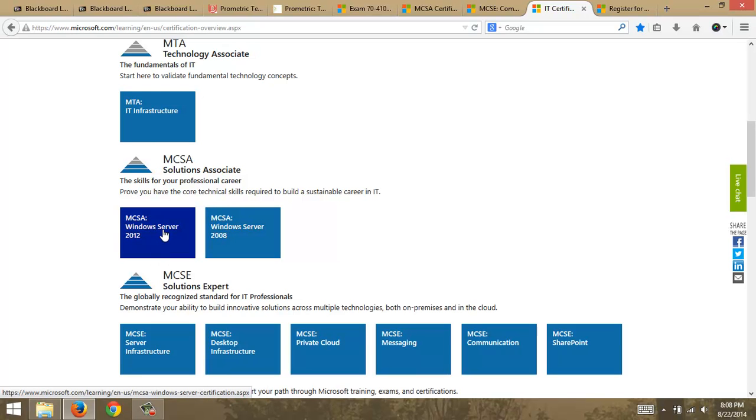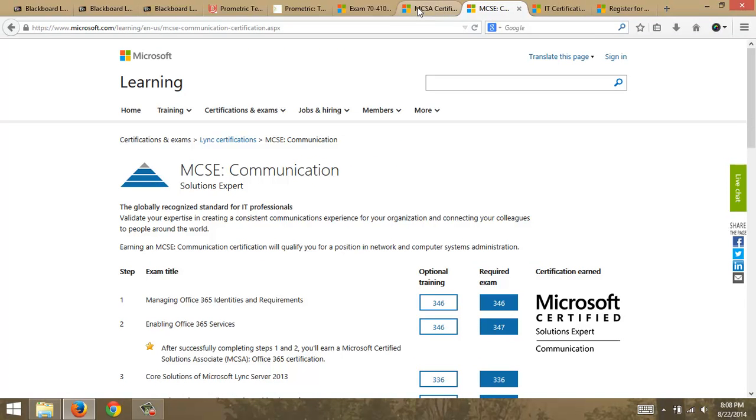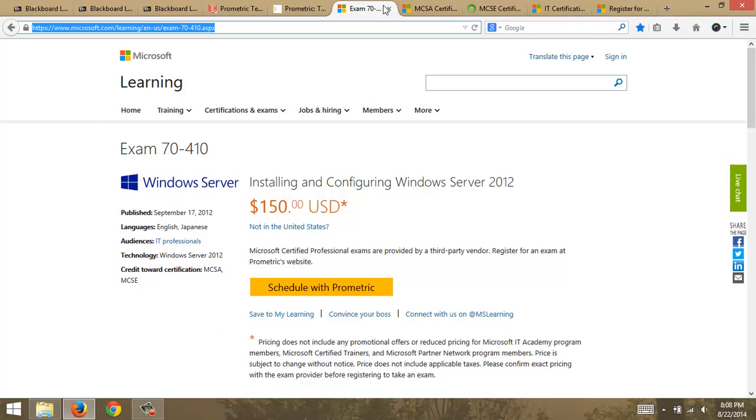Now from this path right here, it takes us to the MCSA solutions. Now that is the same thing, I guess, so we don't really need that website. Now I'm just confusing you. Ignore those. Okay, so what we're looking at is the 70-410 exam for the MCSA.